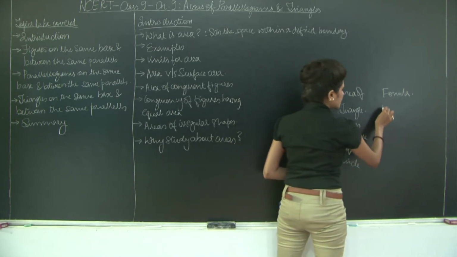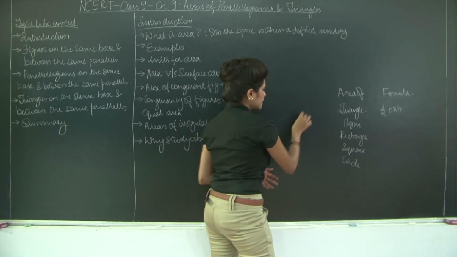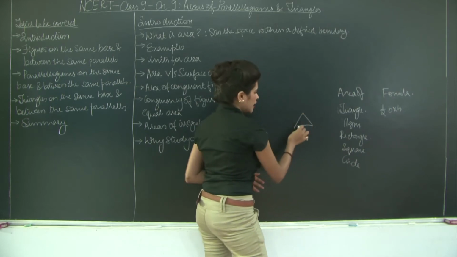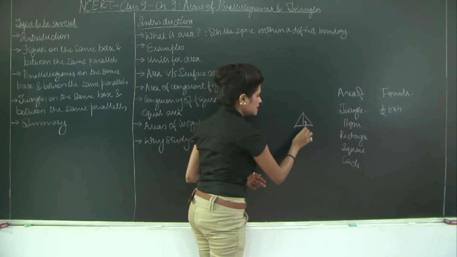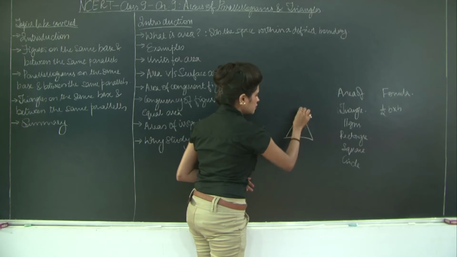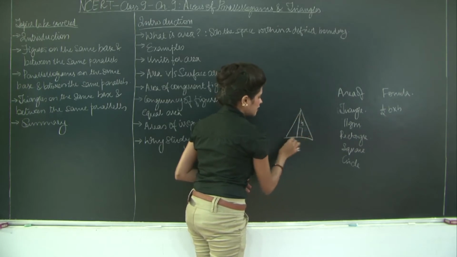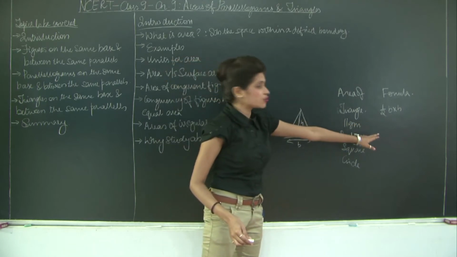What is area of triangle? You have half into base into height, correct? So if this is your triangle out here and this is the base and height is the perpendicular distance. So this is the base and this is the height. Let me draw a larger figure. So this is the height and this is the base. So area of triangle is half into base into height.